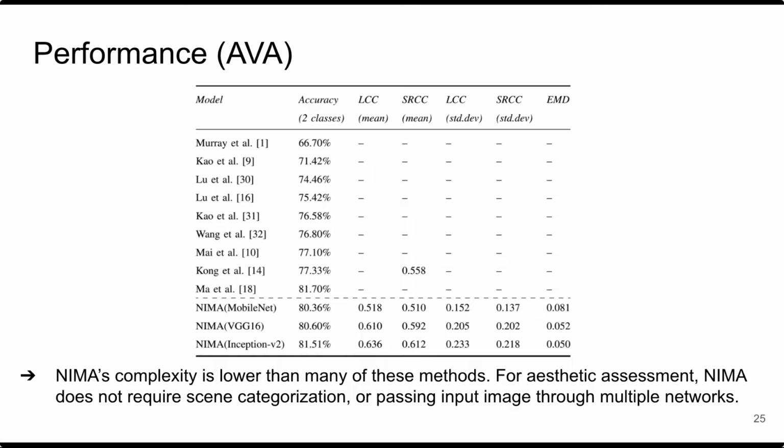Here are some comparisons on the accuracy as well as linear and rank correlation of the mean scores with some of the existing methods. Note that NIMA doesn't need to use any scene categorization or multiple passes of the input image. It's basically a one-shot approach. We tried three different backbones, and the most effective one shown to be the Inception V2 model.